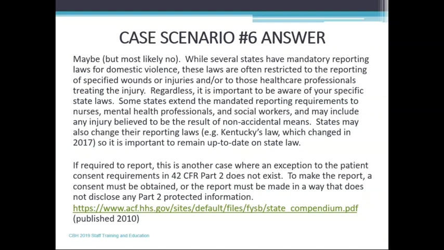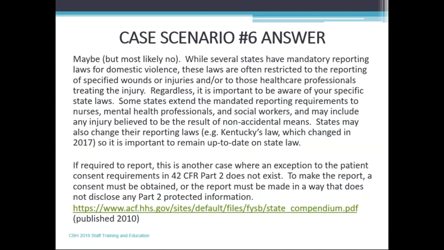So this is another case where an exception to the patient consent requirements in 42 CFR Part 2 does not exist. So if we were to make a report, if we felt that we were mandated or under a requirement to report in this situation, we would want to make that report in a way that does not disclose Part 2 protected information. There is a link on here if you want to look into a little bit more about your states.